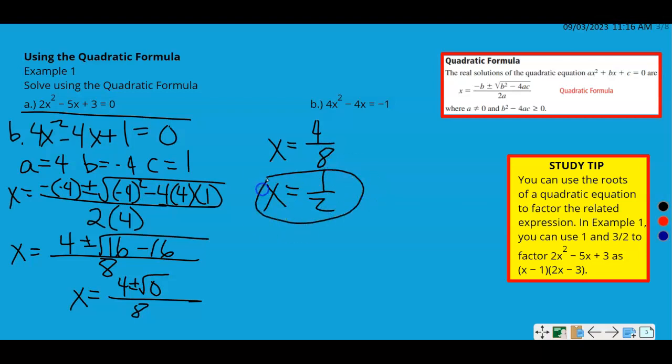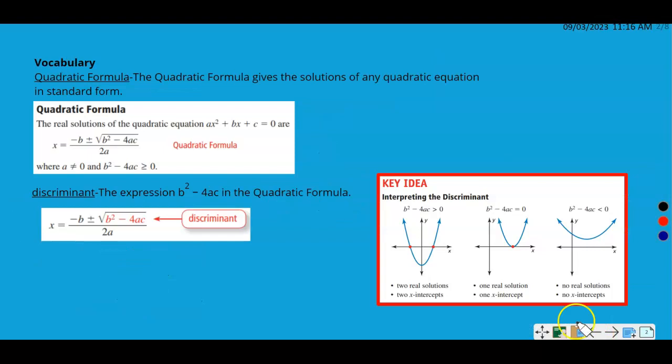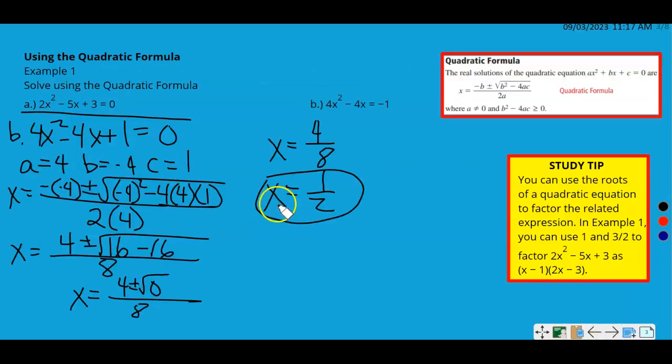Now that's one solution. Hopefully that makes sense, because if you remember, let's scroll back. When your discriminant, here in the middle, is equal to 0, you have one x-intercept and one solution. So as soon as I've seen that the discriminant is 0, that means I'm only going to have one solution. So x equals 1/2 is the answer for part B.